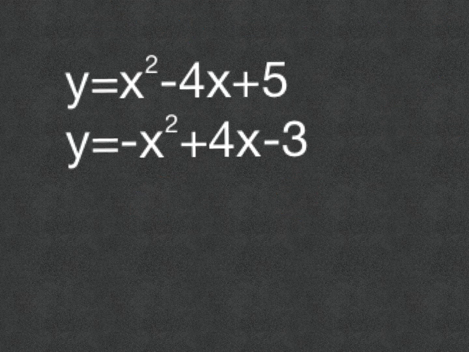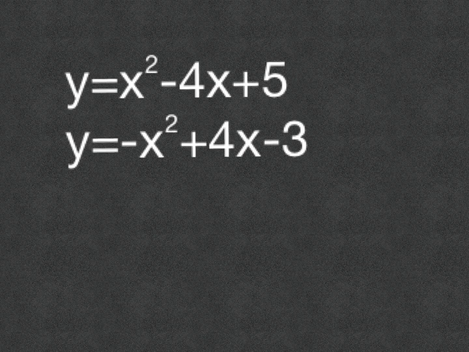Okay, we have y equal to x squared minus 4x plus 5. We have y equal to negative x squared plus 4x minus 3. Do you remember what to do? Pause the video and see how much you can do right now. I'll be right here.